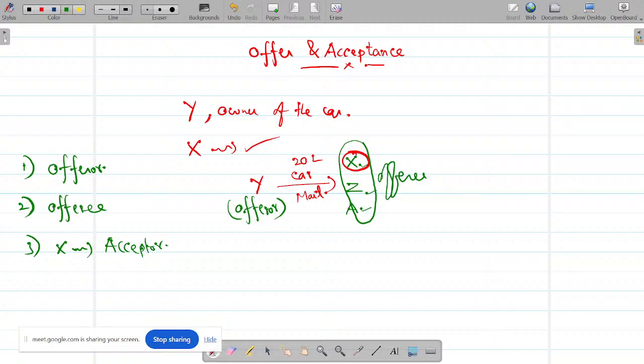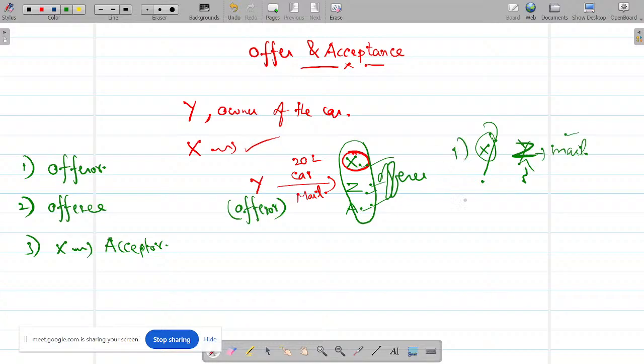Okay, just think. Before X accepted the offer, Z sent a mail saying, okay, ma'am, I'll buy the car. Now tell me, is X the acceptor now? Who is the acceptor? Z is the acceptor. Among the three, whoever sends the mail first will be considered the acceptor.